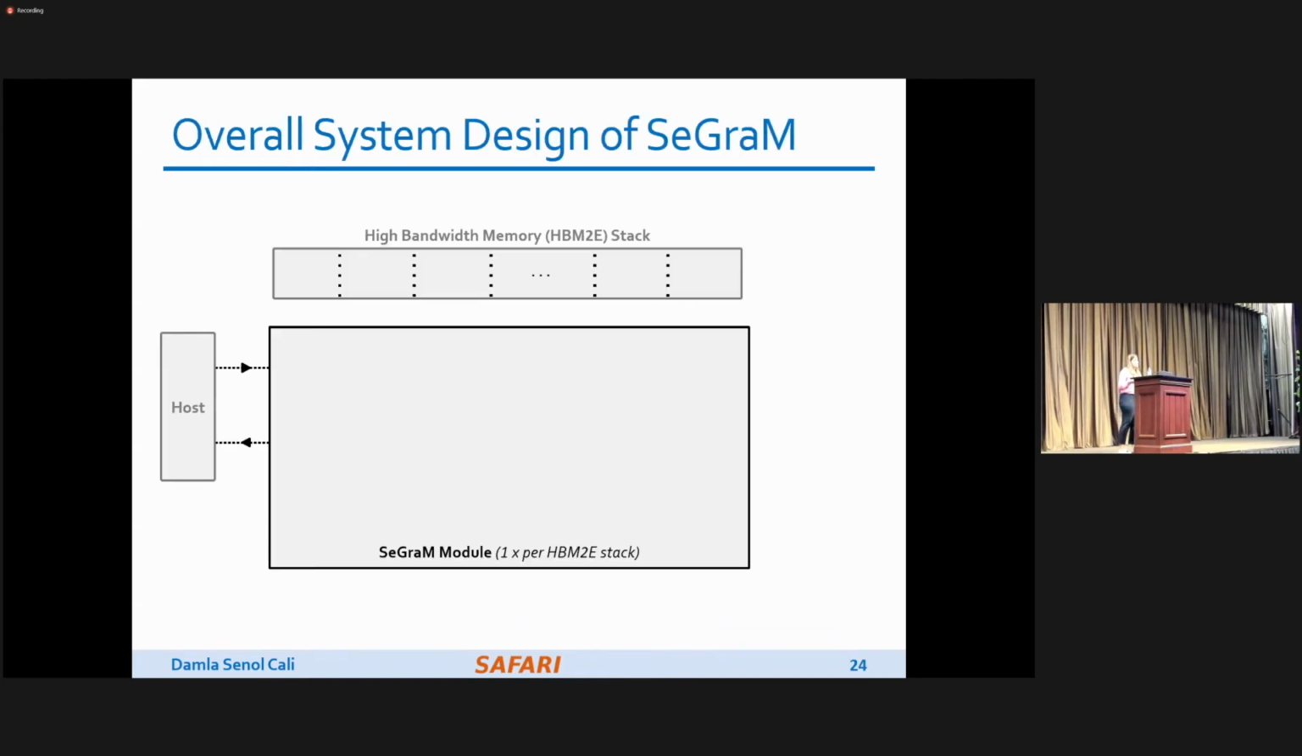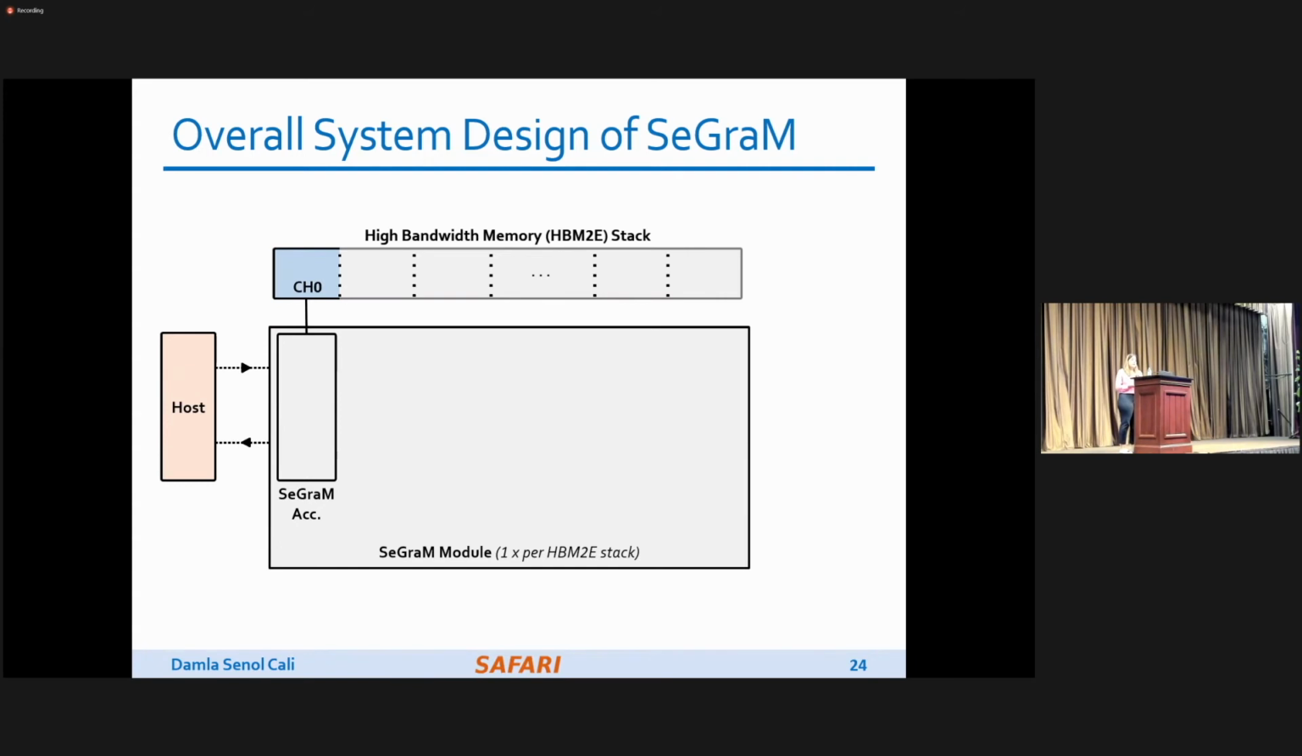And when we look at the overall system design of SIGRAM, it is connected to a host system that's responsible for the pre-processing steps and for transferring the query read to the accelerator. And next to each HBM channel, we place one SIGRAM accelerator such that it will have exclusive access without any interference from other SIGRAM accelerators.